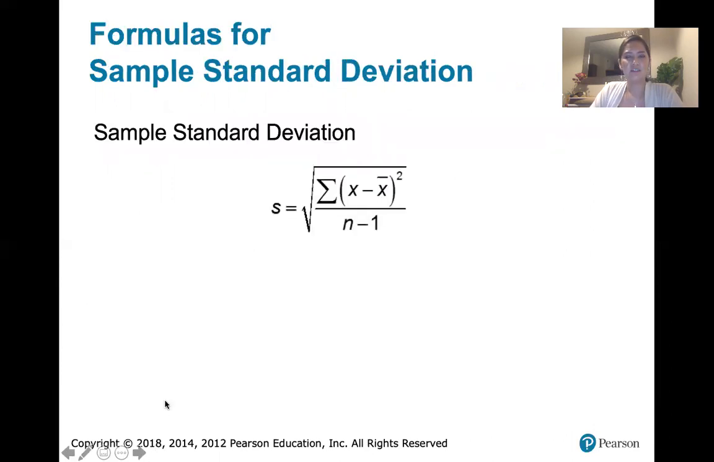The sample standard deviation can be calculated using this formula. And from this you can see, this is really the definition of a sample standard deviation. You can see what we mean because it has a mean in it.